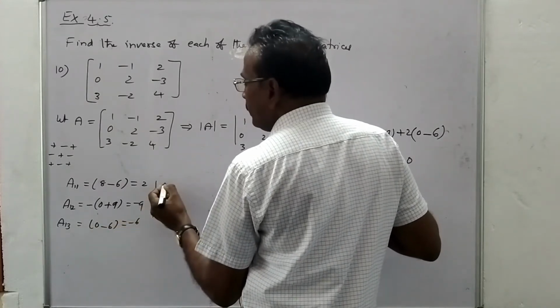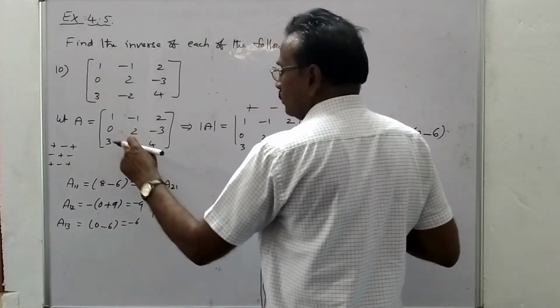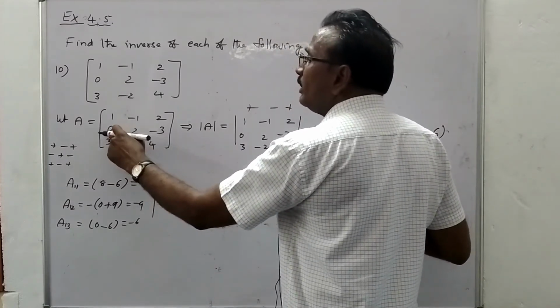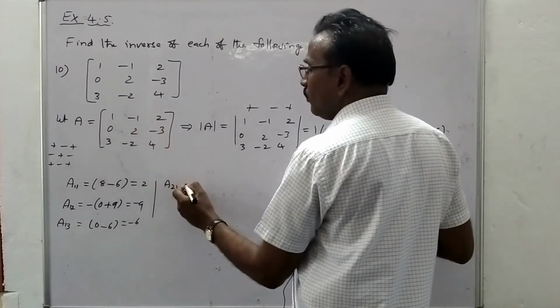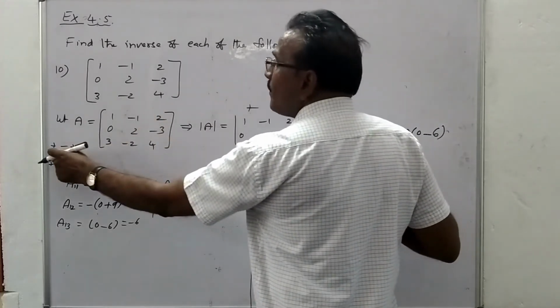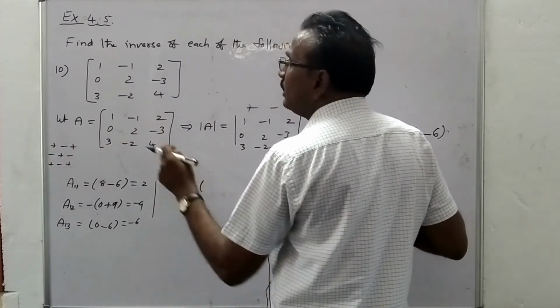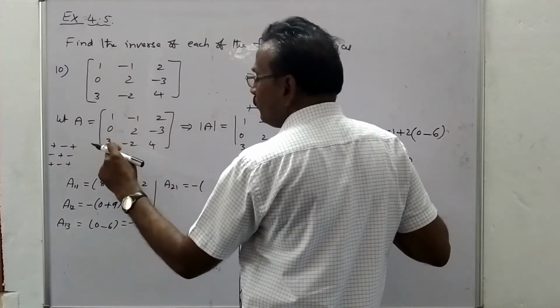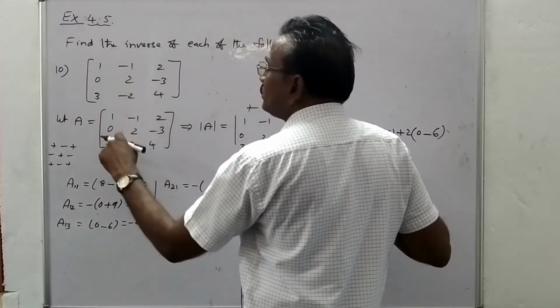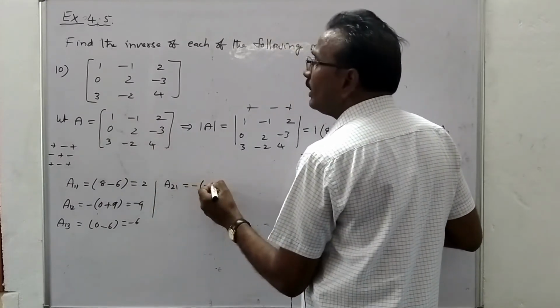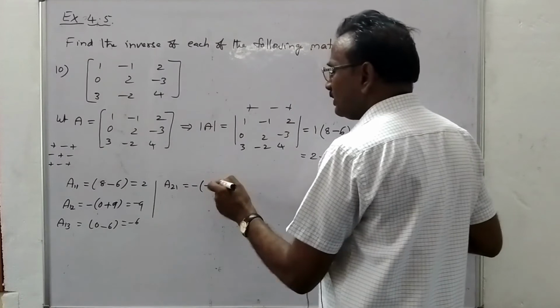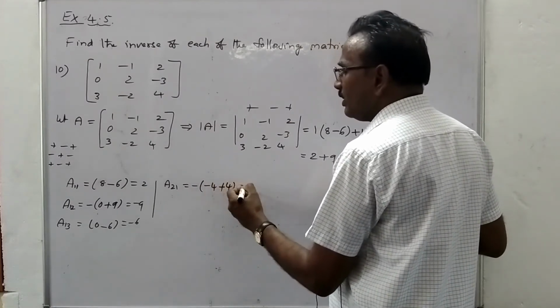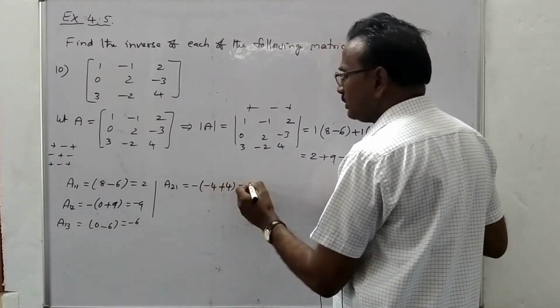Next, A21, cofactor of second row first column element. Delete second row first column, determinant of these four elements minus 1 into 4 is, what is the sign? Sign is minus. Determinant of remaining four elements, minus 1 into 4 is minus 4, minus 2 into 2 is minus 4, minus of minus plus 4, the value is minus 4 plus 4, 0. 0 into anything is 0.